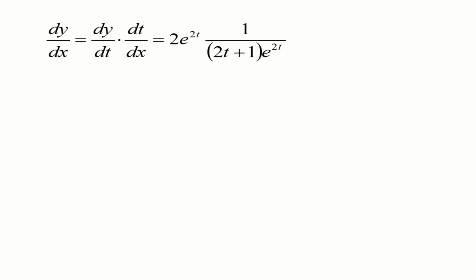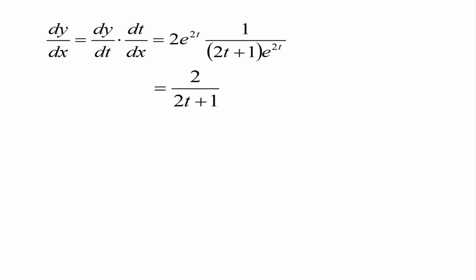Now we want to find dy/dx, which is dy/dt multiplied by dt/dx. So we substitute dy/dt, which is 2e power 2t, multiplied by dt/dx, which we flip to get 1 over (2t plus 1) multiplied by e power 2t. Then we can cancel out, and we get dy/dx in the simplified form, which is 2 over (2t plus 1). So dy/dx equals 2 over (2t plus 1).